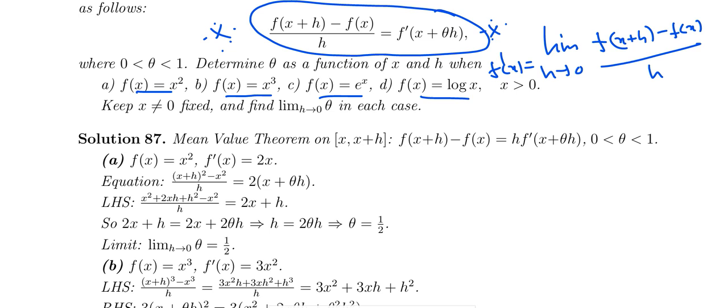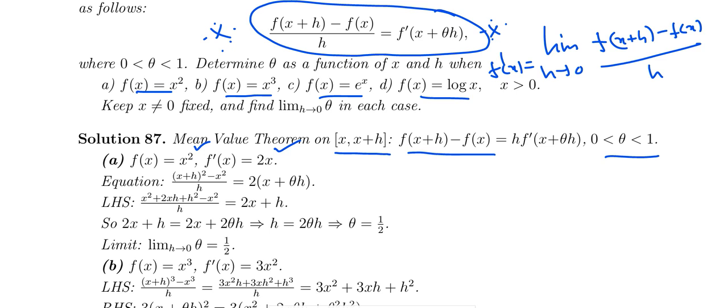Theta lies between 0 and 1. For example, the mean value theorem on x and x plus h: f of x plus h minus f of x equals h into f dash of x plus theta h, where theta lies between 0 and 1. So what do we need to do here? We find f of x equal to x square. So f dash of x is 2x. In the equation, limit h tends to 0 of x plus h whole square minus x square divided by h equals 2 into x plus theta h.